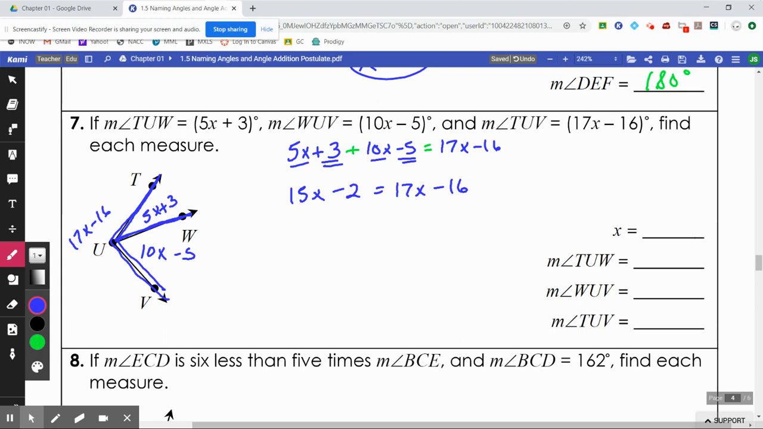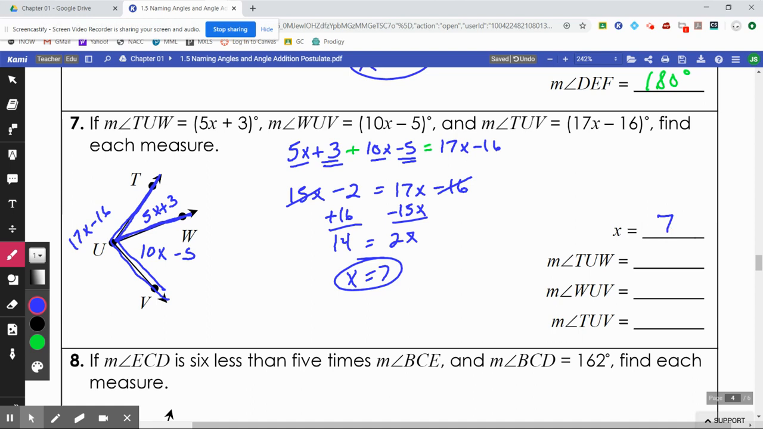Move your x's to the same side. And again, I keep moving them to the right, but it doesn't matter. I just try to keep them positive if I can. Move your numbers to the left. Gives me 14 equals 2x. When you divide by 2, it gives you x is 7.